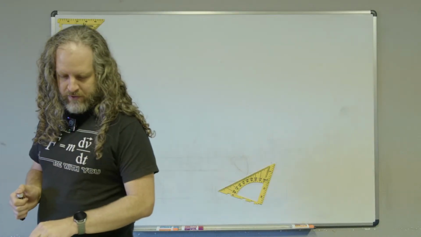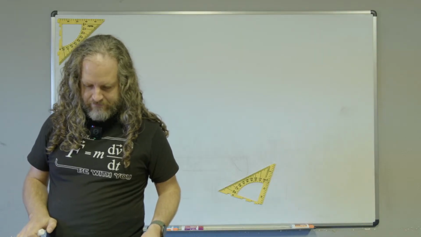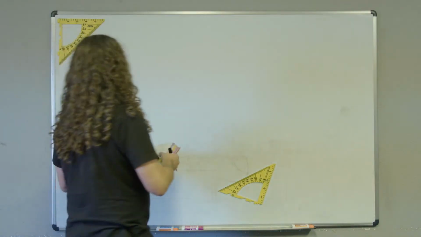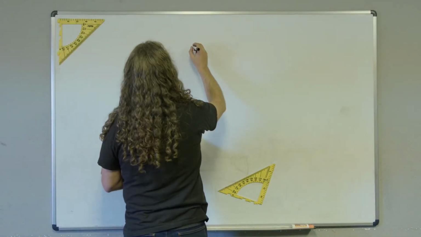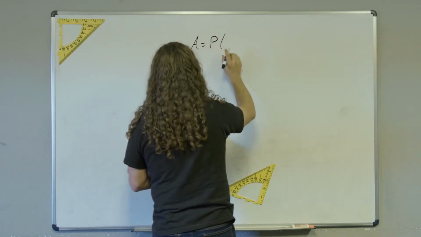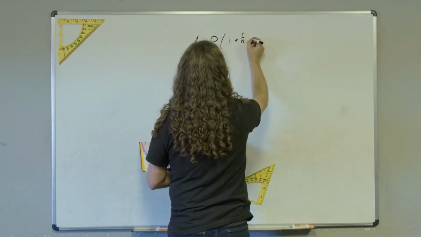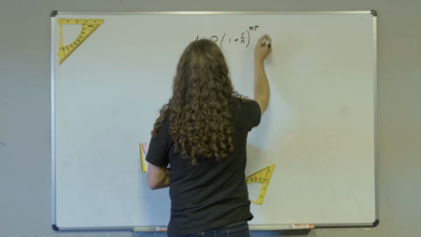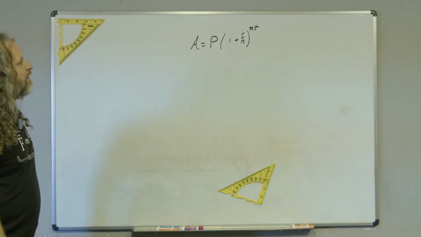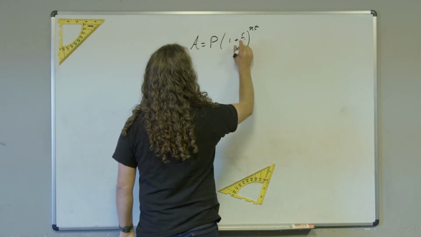Okay, so here are some formulas that you need to memorize. You have seen these before, but you just need to memorize them. The compound interest formula looks like this: A equals P times 1 plus R over N to the NT.